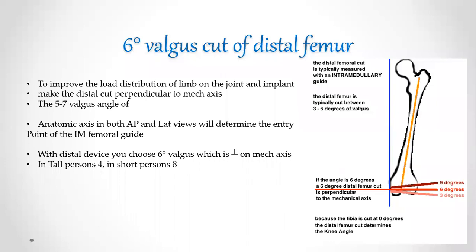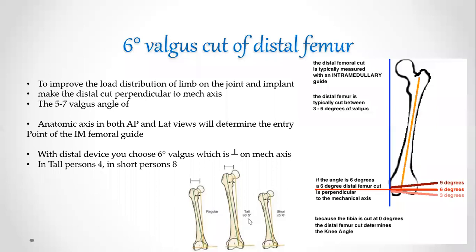With the distal device, you choose 6 degree of valgus angle, must be perpendicular to the axis of the femur. But is it true for every patient? No. Tall persons, if we look at this equation, tall persons who are 6 feet 5 inches, let's say 195 centimeters, you take the angle cut into 4. And vice versa for the short. Short persons who are less than 143 centimeters, you can choose a higher up to 8 degrees.